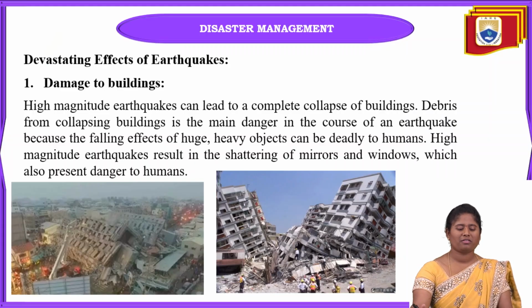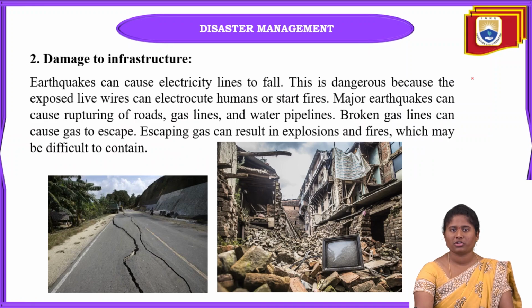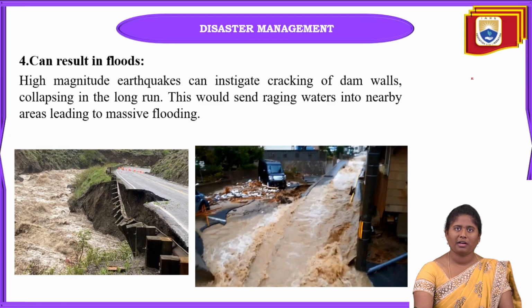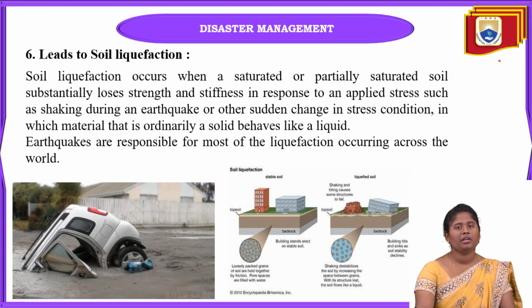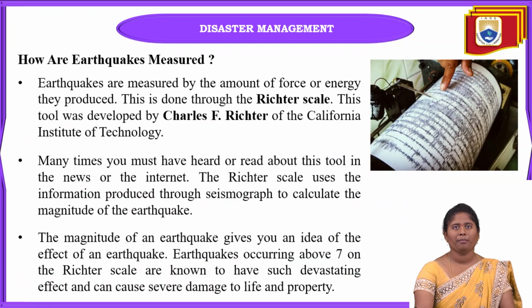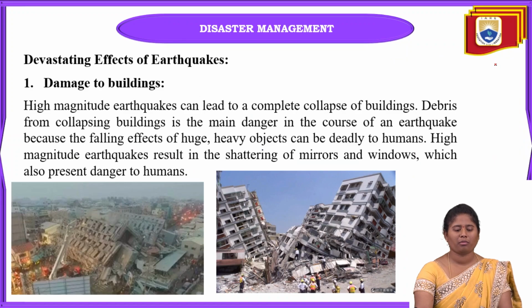Coming to the devastating effects of earthquakes. What are the main effects caused by earthquakes? The first one is damage to buildings, and also damage to infrastructure, and landslides and rock slides. Next, earthquakes can result in floods, they can trigger tsunamis, and they also lead to soil liquefaction. I am going to explain these effects of earthquakes in detail.